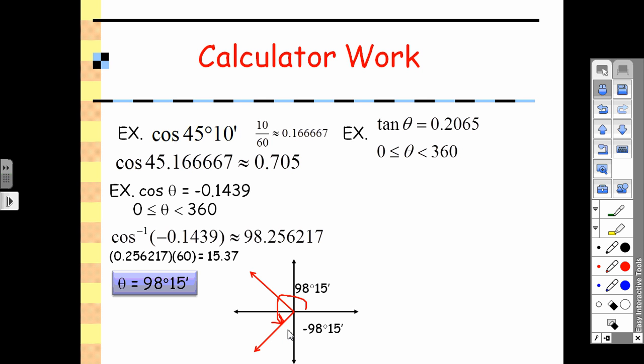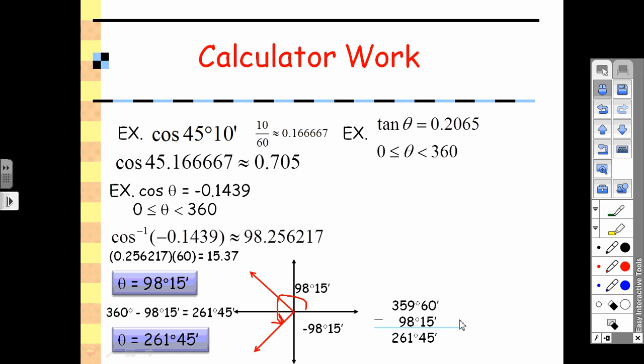So let's think about how I could possibly get what this whole angle is if I know this angle is negative 98 degrees, 15 minutes. Well, if I take 360 going all the way around and then I subtract 98 degrees, 15 minutes, then I would get that remaining angle. So we get 261 degrees, 45 minutes. And if you're curious how this worked out, remember you have to convert 360 into 359 degrees, 60 minutes so that you can subtract your minutes. Okay, so your second answer is 261 degrees, 45 minutes.